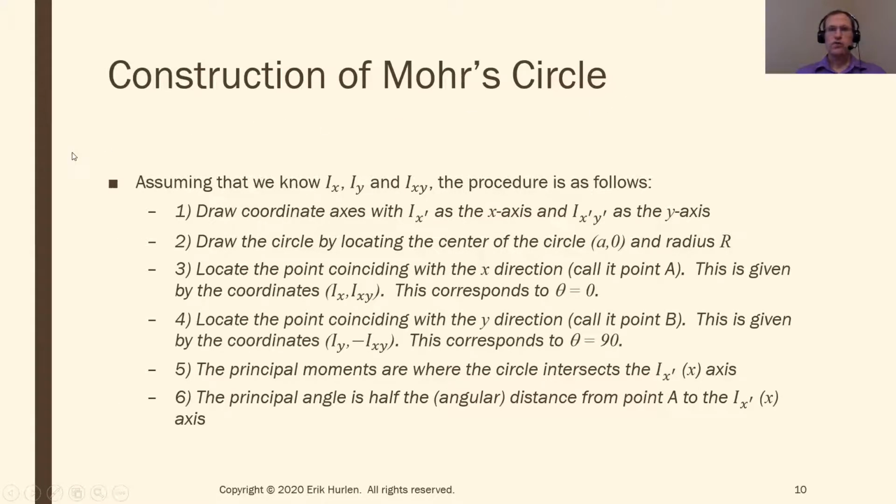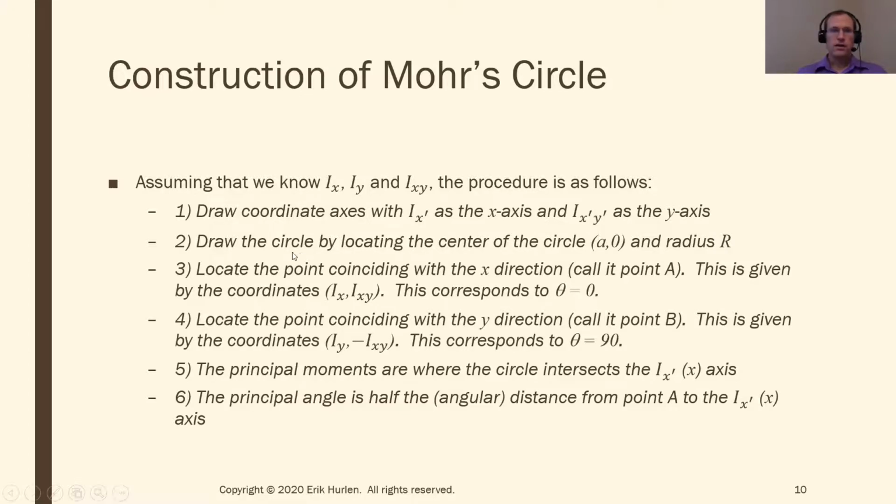So how to actually draw Mohr's circle and how to actually use it. Again, this is assuming we know the original coordinates, Ix, Iy, and Ixy. So the first thing to do is set up my coordinate system. I have Ix' as my x-axis, Ix'y' as my y-axis. So it's just a standard coordinate system.